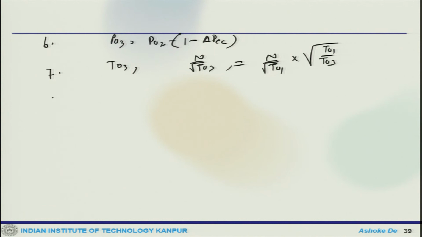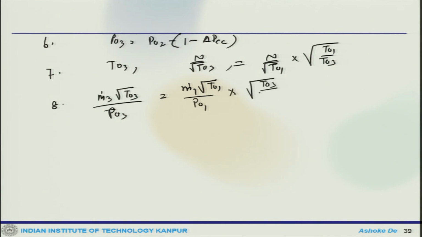So, this will determine the speed line for the turbine map, and then finally the turbine mass flow rate is determined: m dot 3 root T naught 3 by P naught 3, which would be m dot 1 root T naught 1 by P naught 1 into root of T naught 3 by T naught 1, P naught 1 by P naught 2, P naught 2 by P naught 3, m dot 3 by m dot 1.